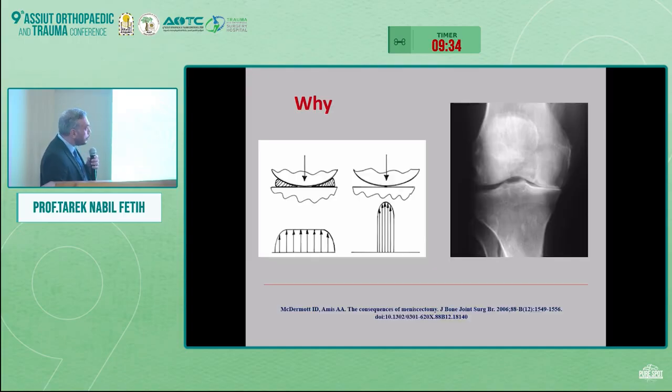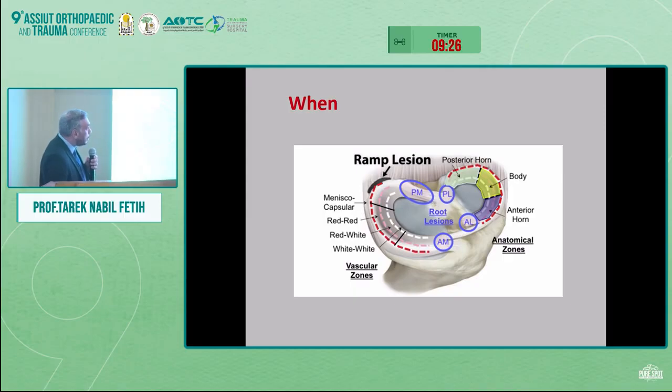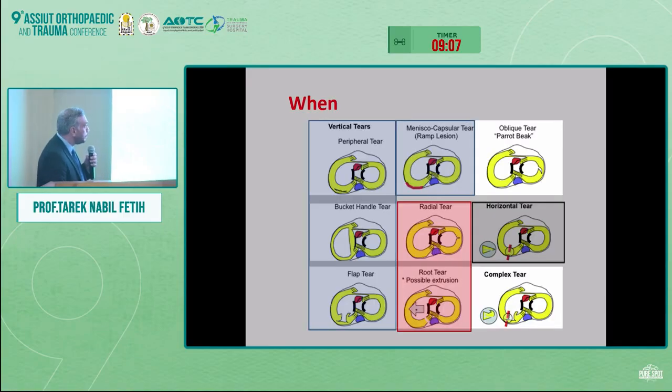This is what occurs when we do meniscectomy: decreased contact area, increased peak contact forces, and we end up with osteoarthritis. The anatomical classification that we all know: anterior and posterior roots, anterior horn, middle part, posterior horn. As regards the vascular classification for repair: the peripheral good vascularity zone, the red zone, the intermediate red-white zone, and the inner white zone with the lowest vascularity.